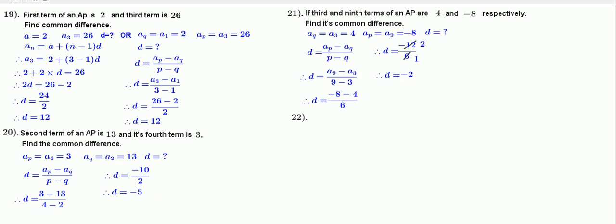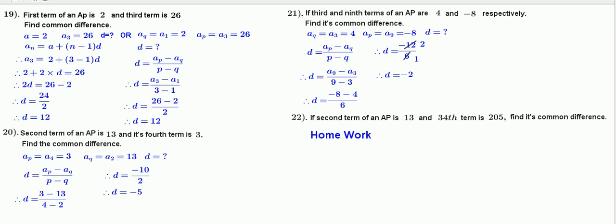Problem number 22. If second term of an AP is 13 and 34th term is 205, find its common difference. Here you take it as homework.